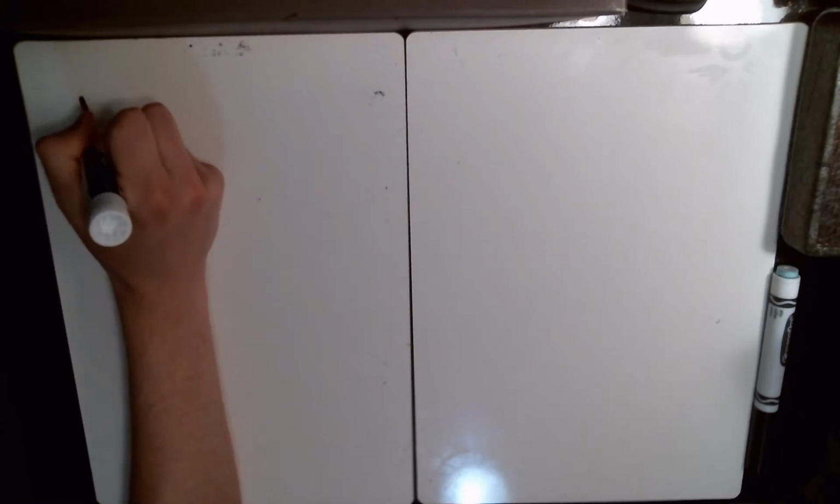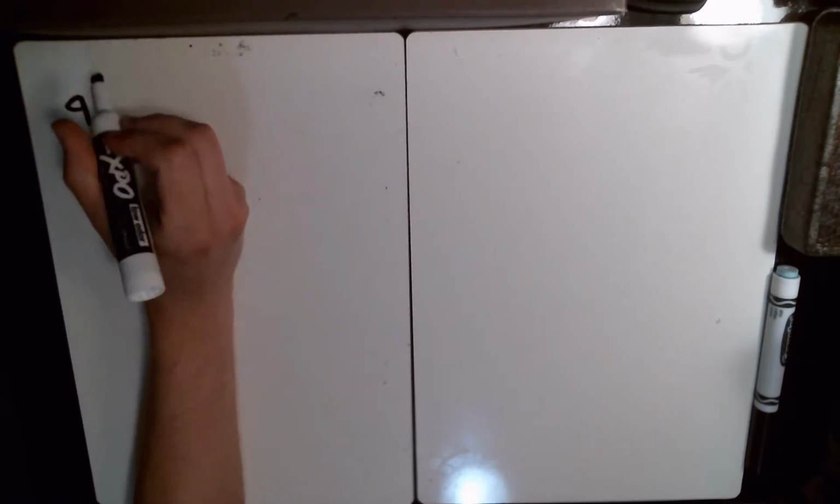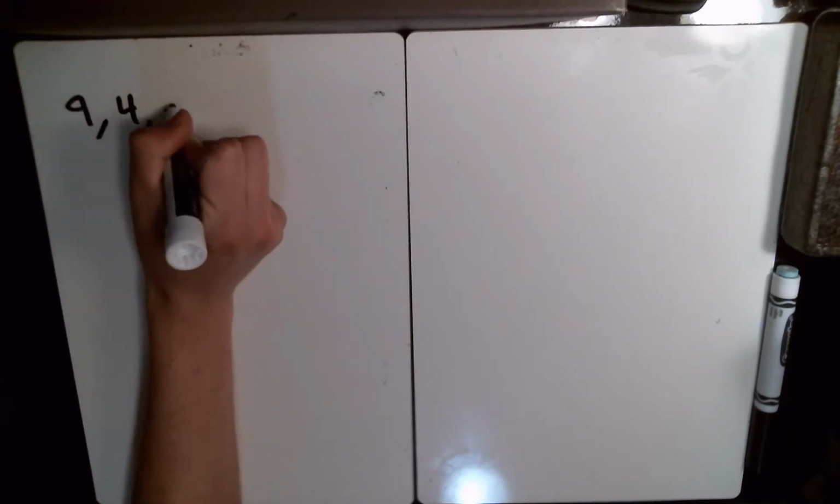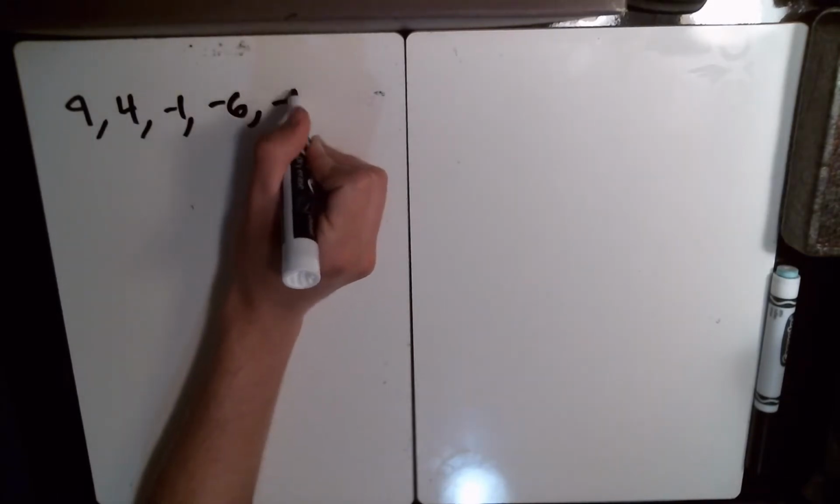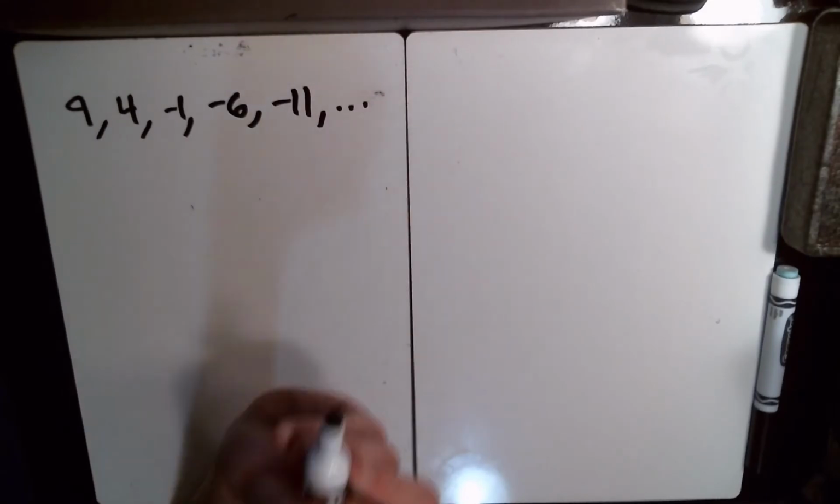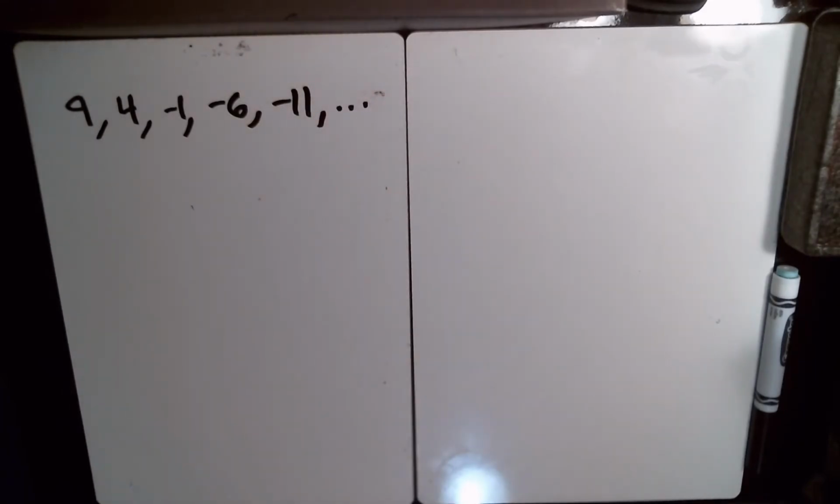So, last time we had talked about sequences, and sequences were a list of numbers, right? We had something like this. So, say we have 9, 4, -1, -6, -11, right? So it's a list of numbers like this, okay?